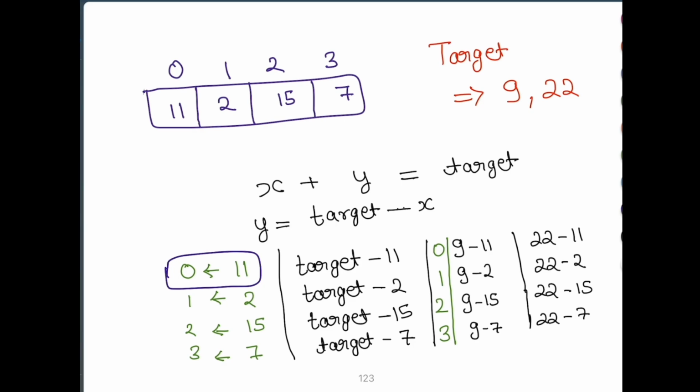But for now, we will do the same thing. We will move forward to the next element. But before that, we are going to store this in our data. So now our dictionary data looks something like this. It has two keys, 11 and 2. The values are the indexes, 0 and 1.